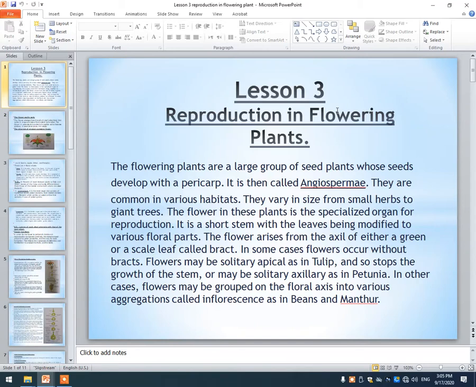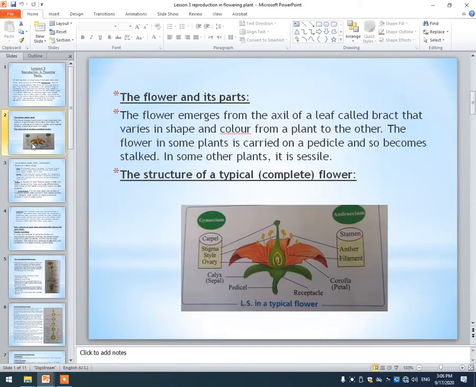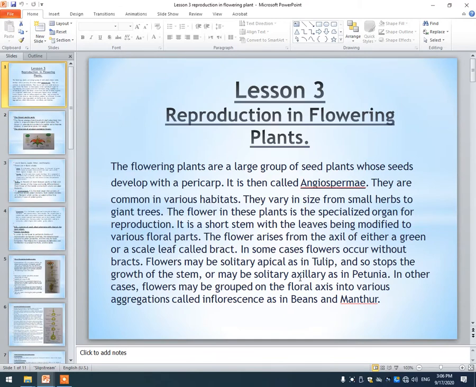They are common in various habitats. They vary in size from small herbs to giant trees. The flower in these plants is a specialized organ for reproduction. It's a short stem with the leaves modified into various floral parts. The flower arises from the axil of either a green leaf or a scale leaf called a bract.